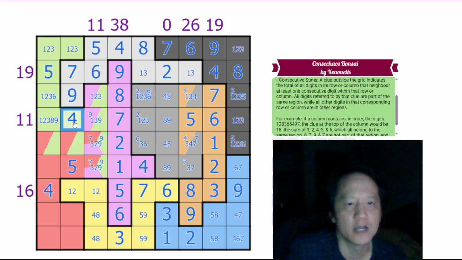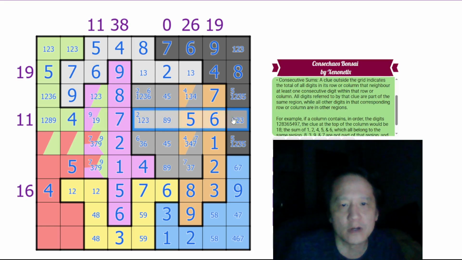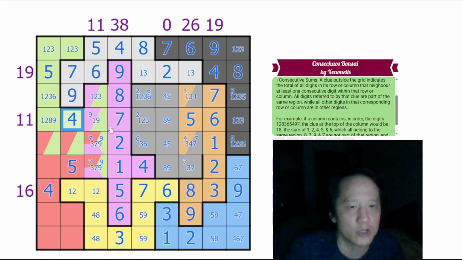This 4 cannot be consecutive with the 3. So 3 cannot be here or here. 6 is fine. 5 is fine. 8 and 9 cannot be consecutive with 1, 2, 3. 7 can't be consecutive with 1, 2, 3 or 1, 9. These can't be pink then because it can't be 3. So this cannot be pink. This is green then, guaranteed. 1, 2, 3, 4, 5, 6, 7.